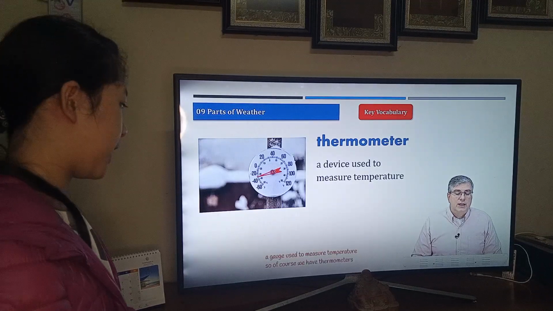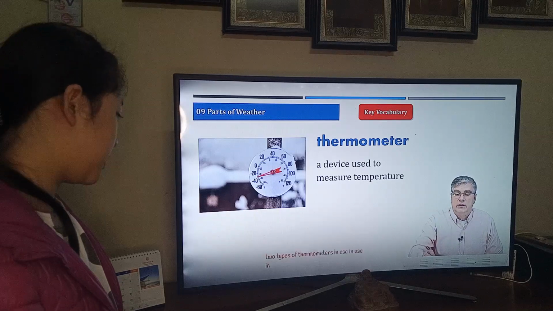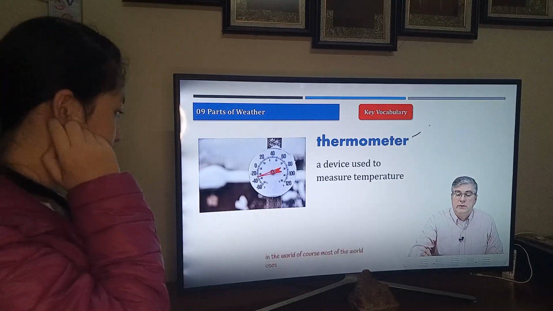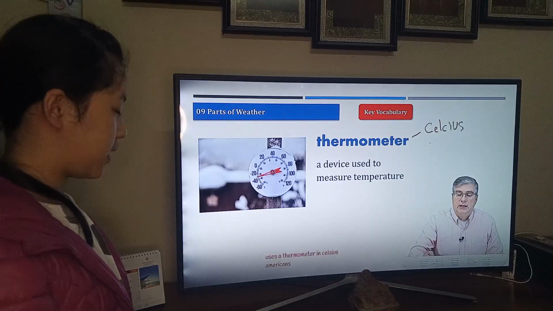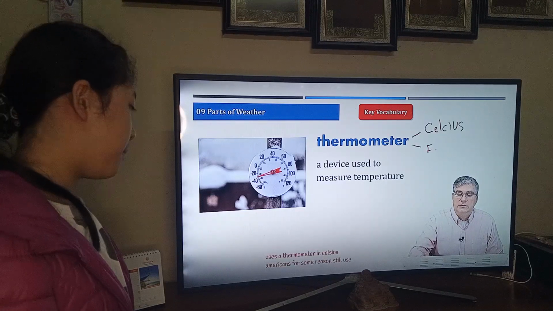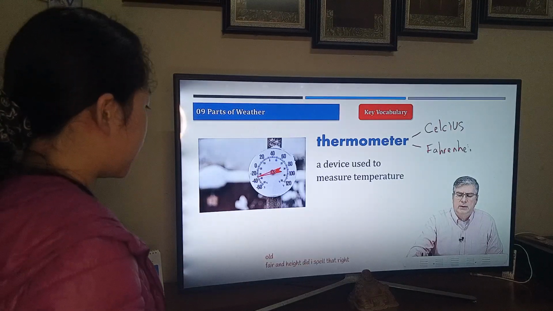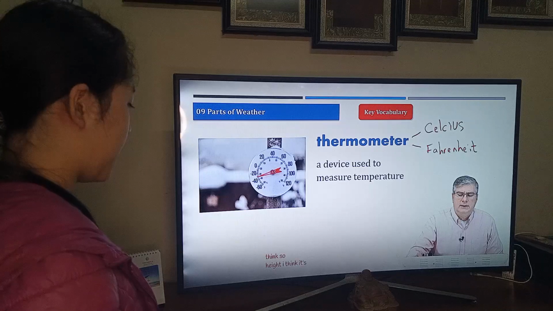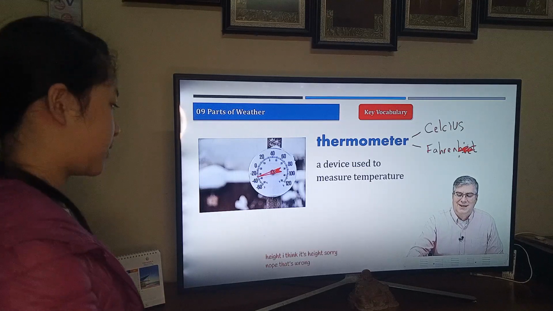So of course we have thermometers all over the world. There are two types of temperature scales used in the world. Of course, most of the world uses Celsius, but Americans, for some reason, use Fahrenheit. Did I spell that right? I think so. No, that's wrong.